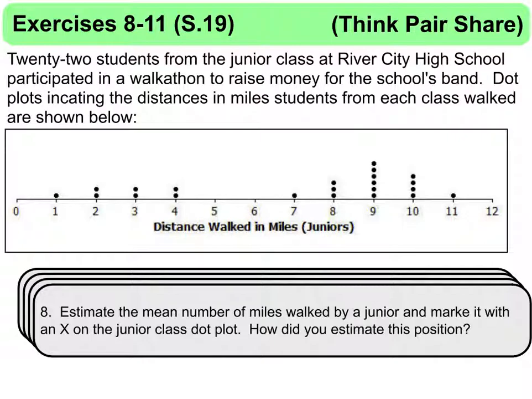For exercises 8 through 11, we bring up a new scenario. 22 students from the junior class at River City High participate in a walkathon to raise money for the school's band. The dot plot indicates the distances in miles that students from each class walked, shown below. So here we are, the junior class.